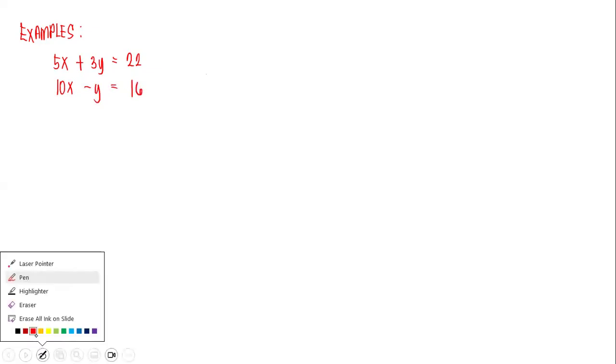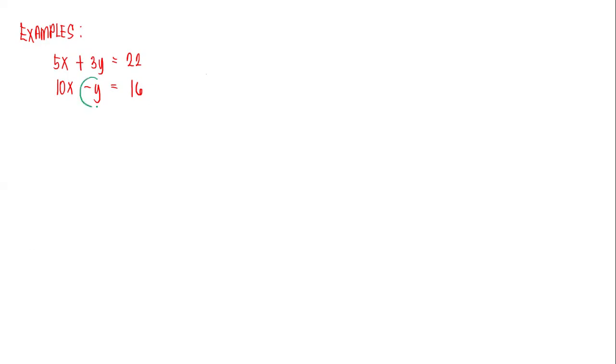Okay, so for example, we have 5x plus 3y equals 22, and then 10x minus y equals 16. Since in our equations we have a variable that is only y, it means we can use our substitution method here rather than using elimination. So 10x minus y equals 16.